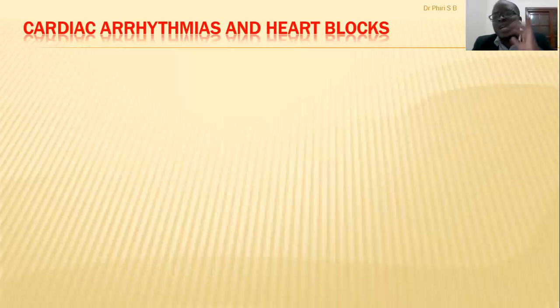Then on top of that, we had 6 chest leads. These are V1, V2, V3, V4, V5, and V6. They were connected on the chest, so they are also called precordial leads. So we had V1, which was placed on the 4th intercostal space.